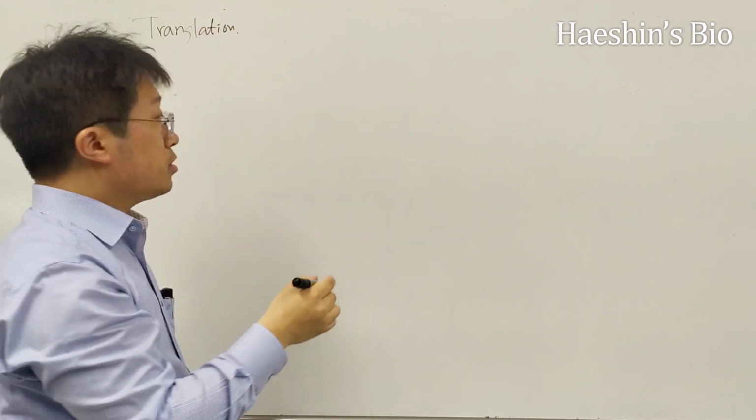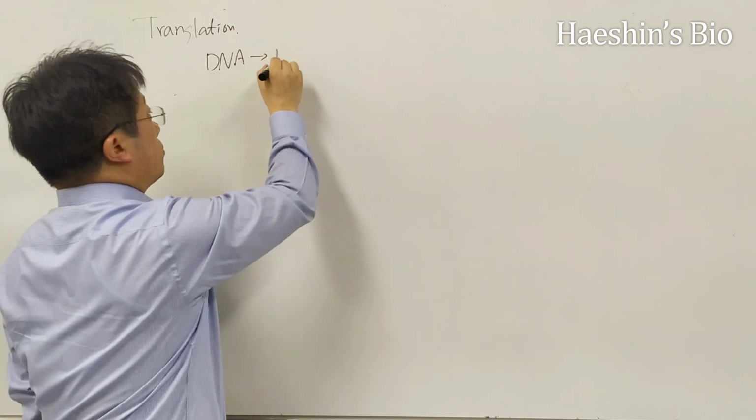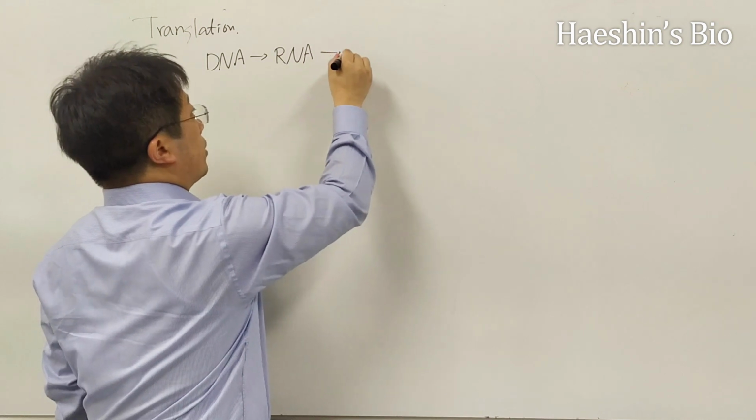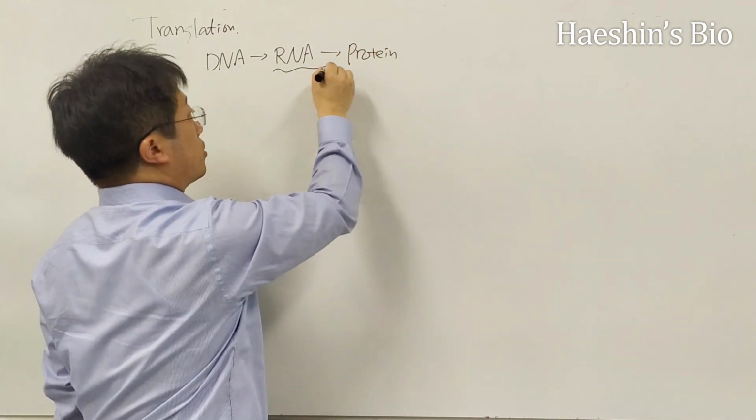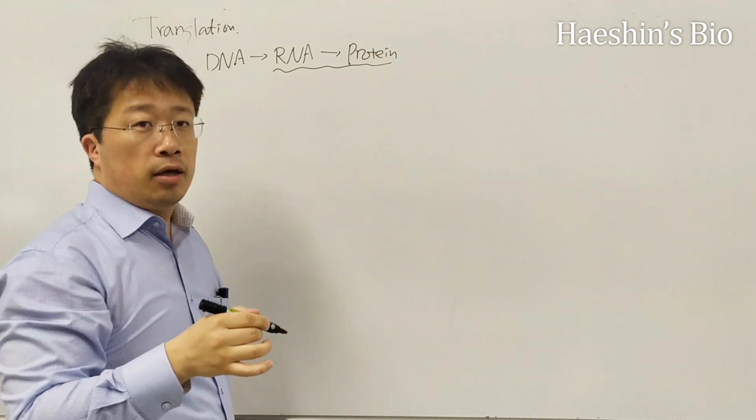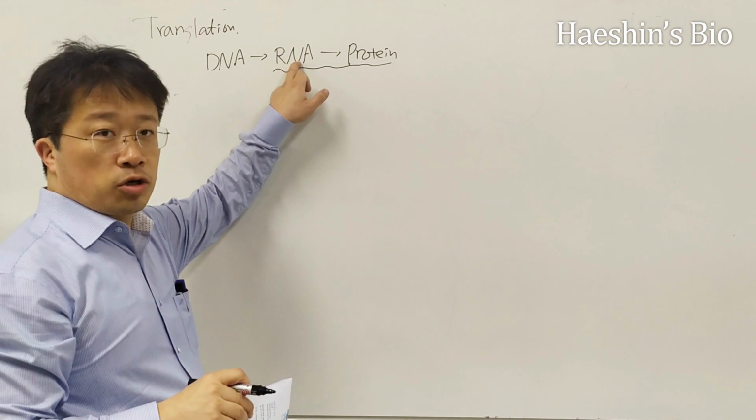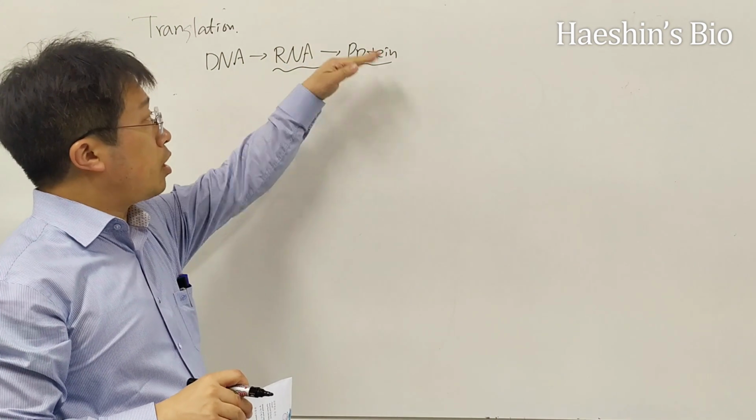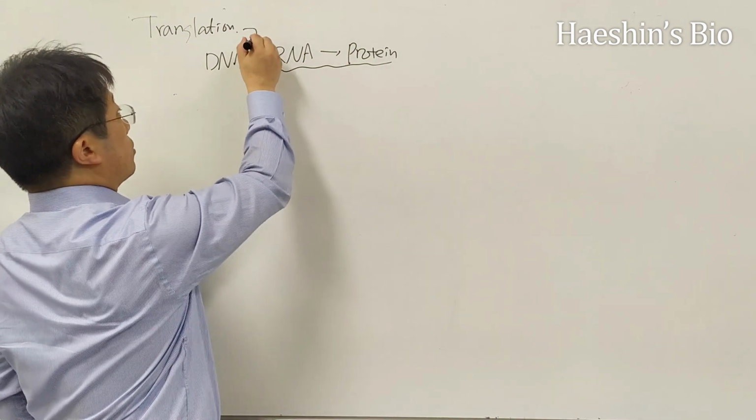So translation means that we have, say, DNA becomes RNA. This is what we call the central dogma, and then becomes a protein. Then this process, the RNA becomes a protein. So this is a coding. This has the coding for making the protein. So all the process related to a biochemical process we call translation.